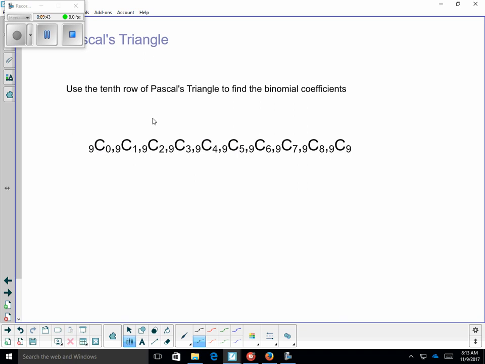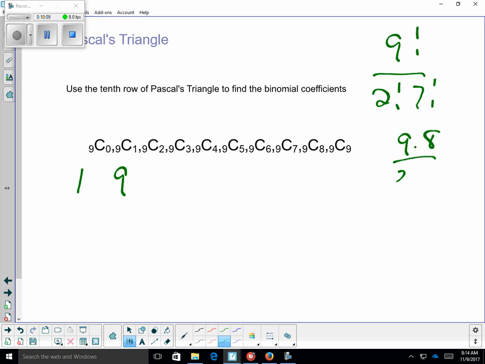If I didn't want to actually construct the whole triangle, I could do combinations of each. So I could do combination 9 choose 0, combination 9 choose 1. And that way I don't have to do the entire triangle. I can just put these into my calculator, or I could figure them out. So this I know is going to be 1, this is going to be 9. But when I do 9 factorial over 2 factorial, that would be 9 times 8 over 2 times 1. Again, I knew I would only have 2 factors here, and that would be 36.